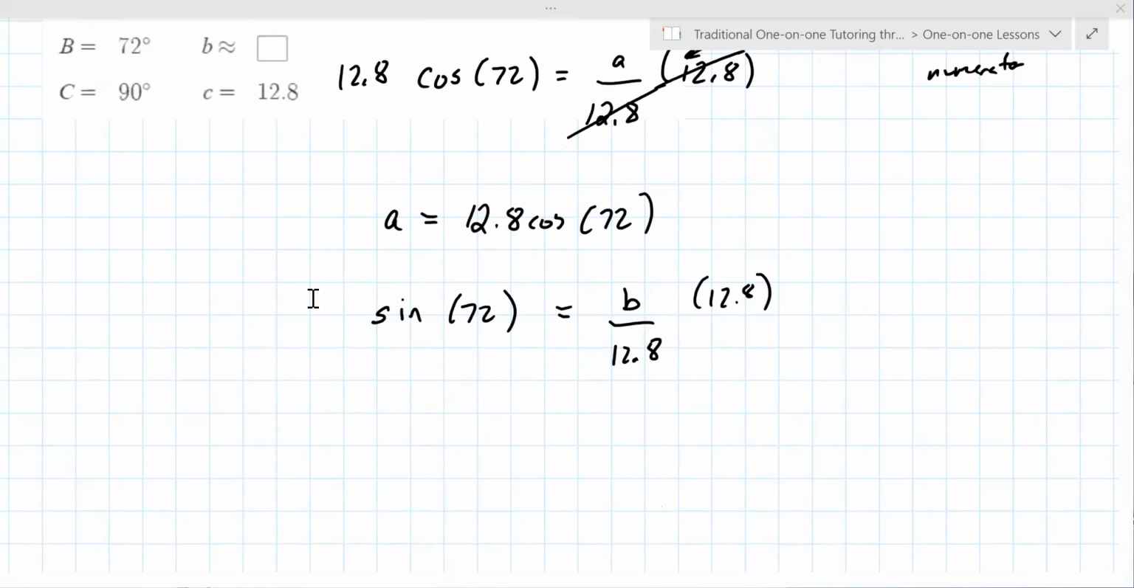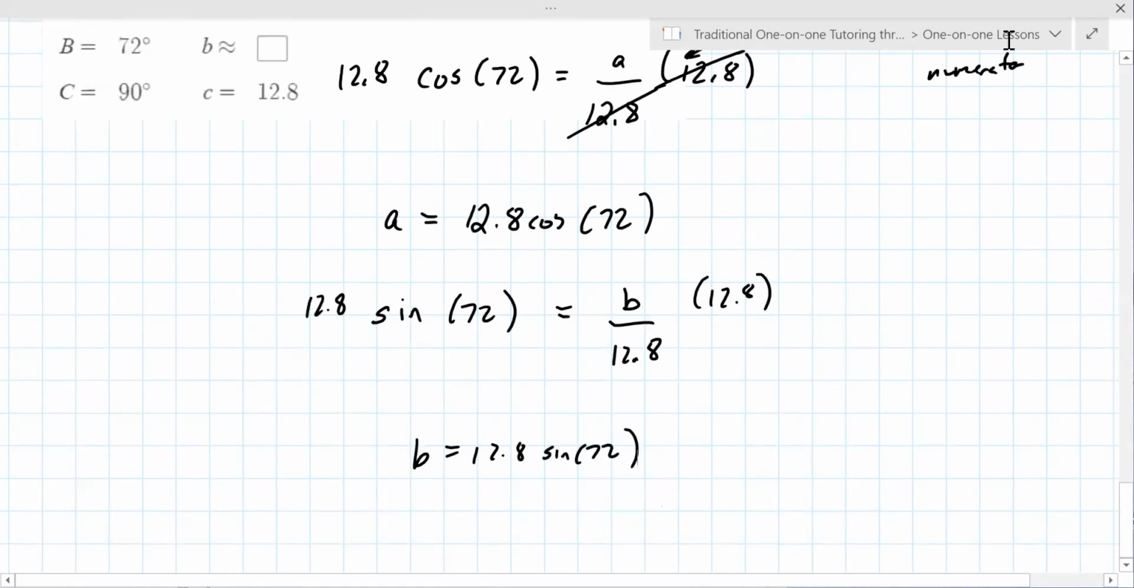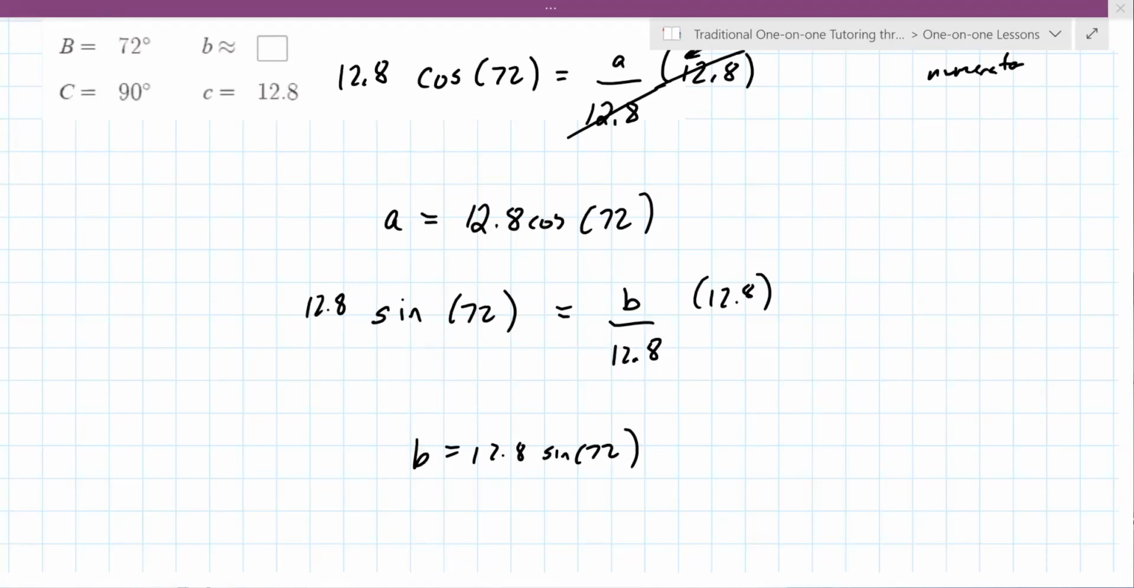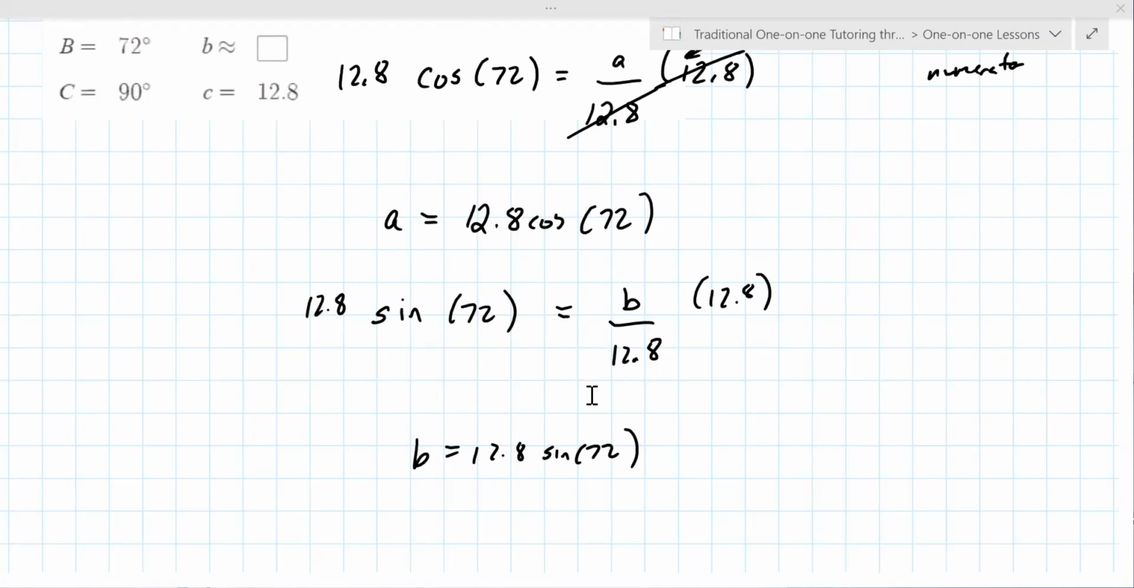And that's on both sides. So your B is 12.8 sine 72. 12.17. Okay. Or would it be 12.18 because it says to round to the nearest hundredth? Yes, rounded to 2 decimal places. Hopefully it's not that sensitive. It'll accept even that.